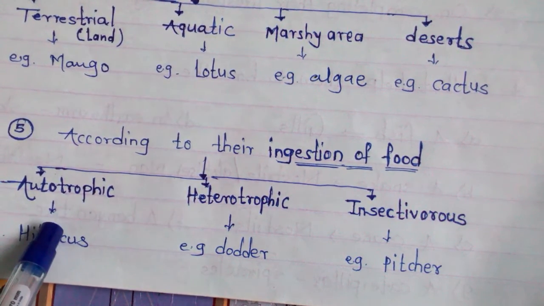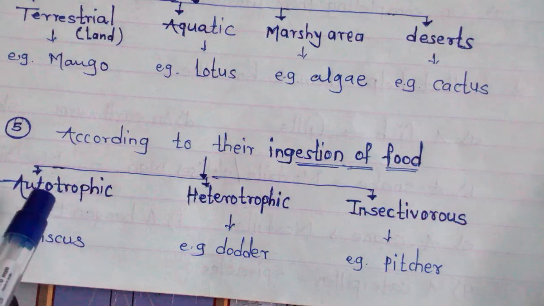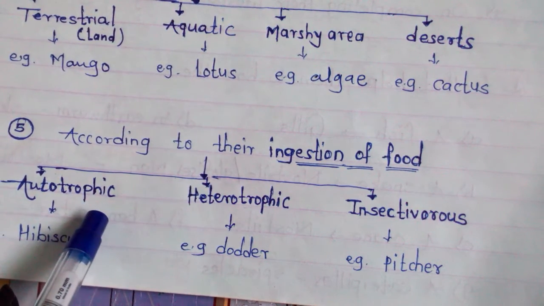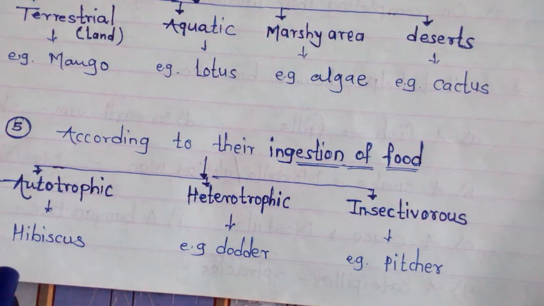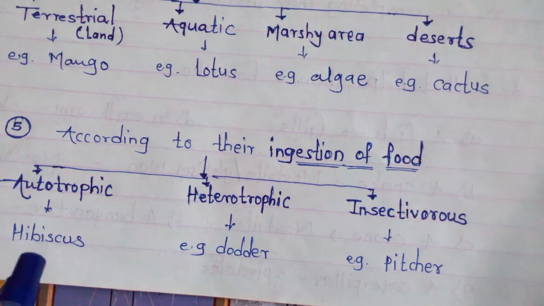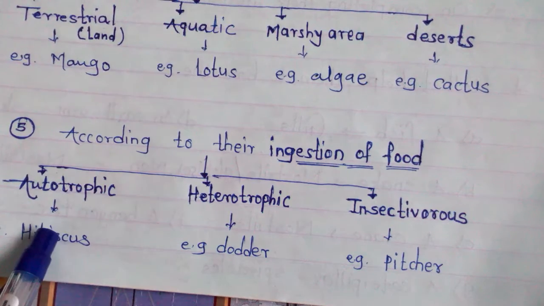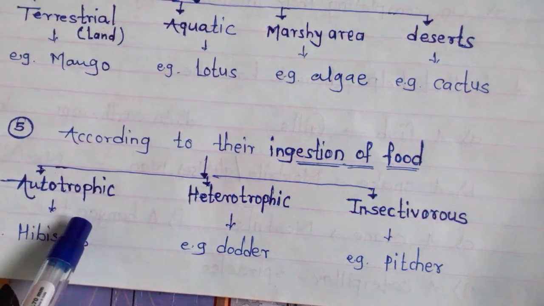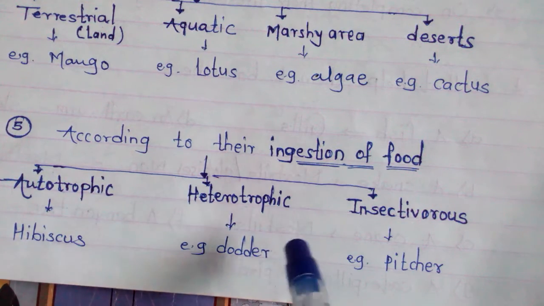Plants that make their own food by themselves are said to be autotrophic. Means for food they do not depend on others. For example, the hibiscus. Mostly the plants that are green in color make their own food. Such types of plants are said to be autotrophic plants.